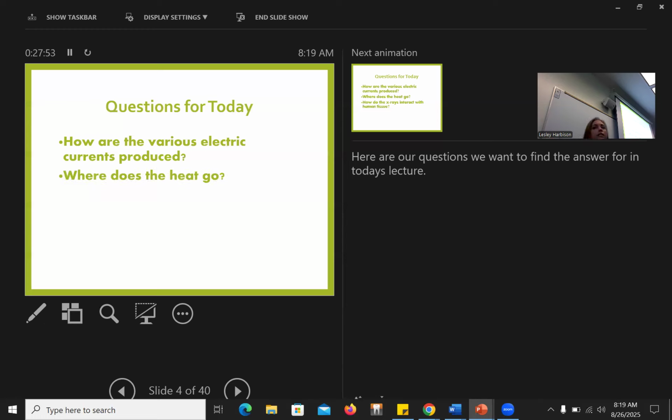And then, where does the heat go? We kind of know that, remember we talked about it producing like 99% heat, and we already know that there's that copper stem. So we know the answer a little bit, but we'll talk about that a little bit more.